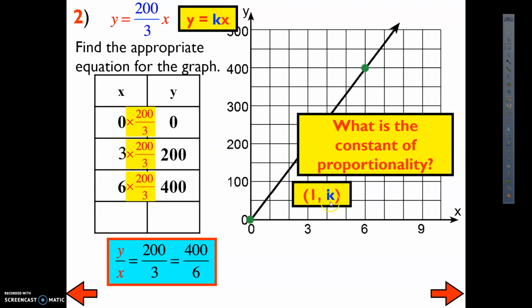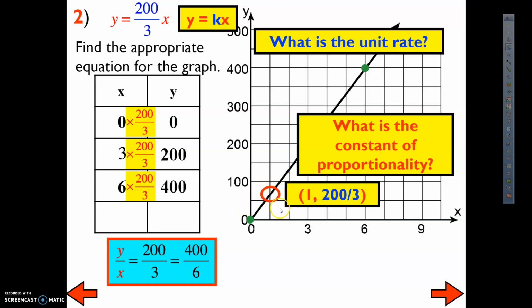So our unit rate is found on the graph, but it's kind of hard to see where it is right there. We know that it should be at 200 over 3, and that means it should be a little more than 67-ish. And that does look like it hits above the 50 line, and it looks like it hits around the 60s. So that seems appropriate.